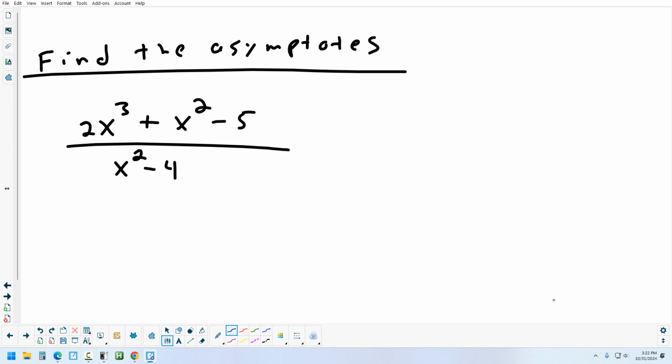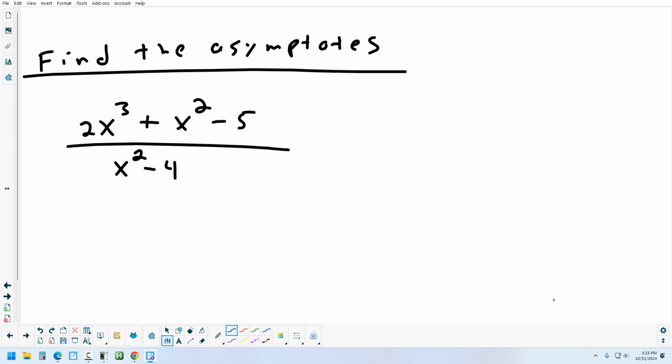That doesn't happen here. What's the degree in the top? 3. And the degree in the bottom? 2. That's a difference of how much? Difference of 1. That means we're going to have an asymptote that has a degree of 1. What do we call an asymptote that has a degree of 1? Linear, and more specifically, it's going to be like y equals mx plus b. It's going to be like a slant asymptote. So let's do that one first.